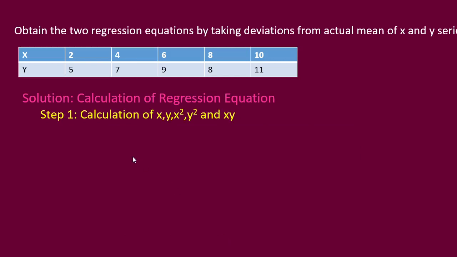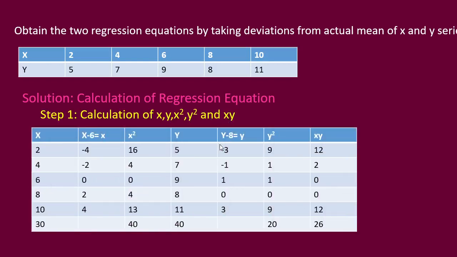After this, the next task is to find xy. We have calculated x minus x bar, y minus y bar, x square, y square, and the last task is to find x into y. The x values are here and the y values are here. Now x into y: 4 into 3 is 12, minus into minus is plus. 2 into 1 is 2, minus into minus is plus. 0 into 1 is 0, 2 into 0 is 0, 4 into 3 is 12. And the total of this is 26.